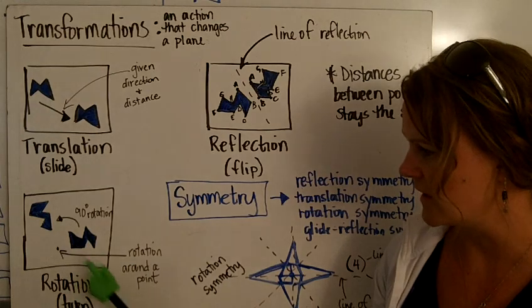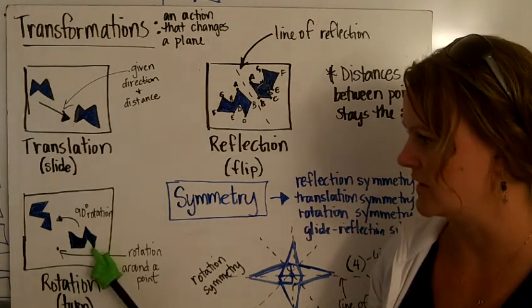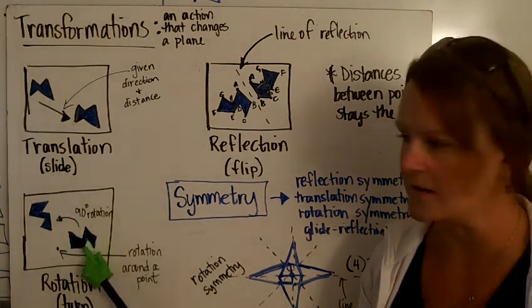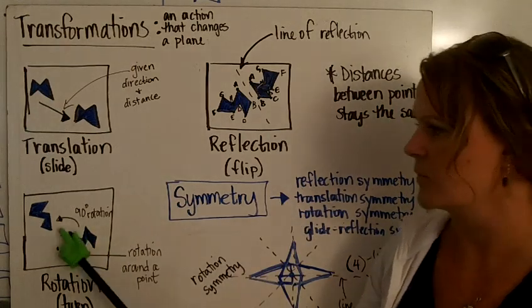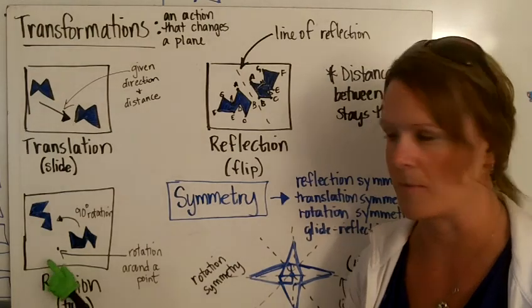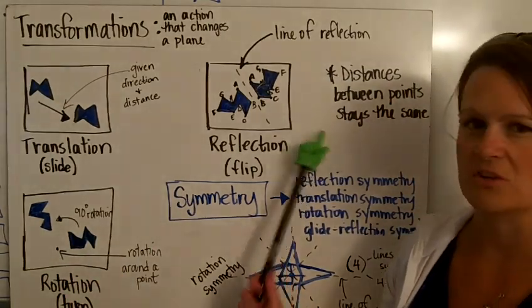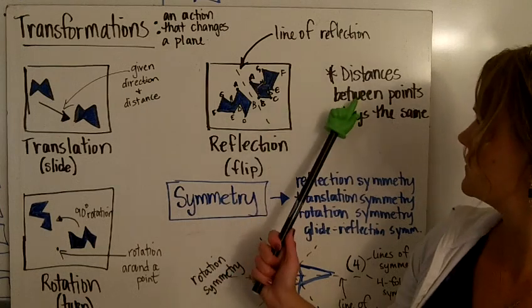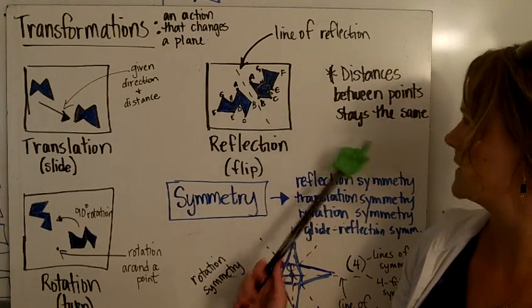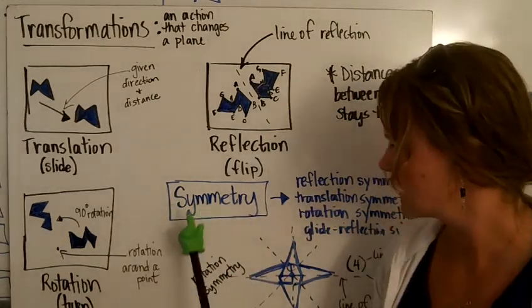And then a rotation is around a given point. And so you can see here that this was rotated about 90 degrees. And again, the distance between the points within the shape itself remains the same. So that's an important distinction for transformations, that they change the plane, but they simply do not change the distance between the points of that shape.